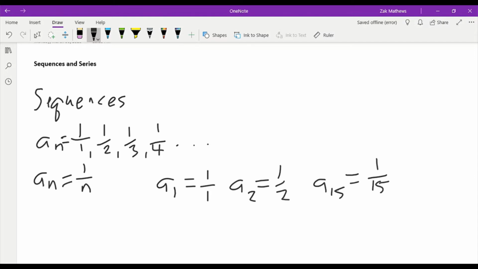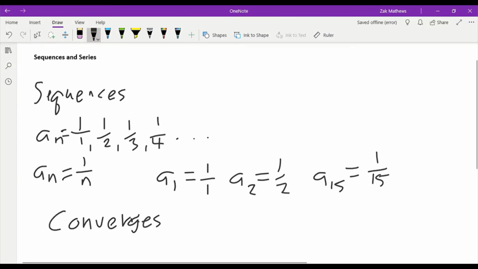Now the sequence, we see these numbers just get smaller and smaller, 1/4, 1/5, 1/6. And so eventually what they're going to get really, really close to is 0. And so what we could say about this sequence is that it converges. So the question is, how do we tell if a sequence converges?